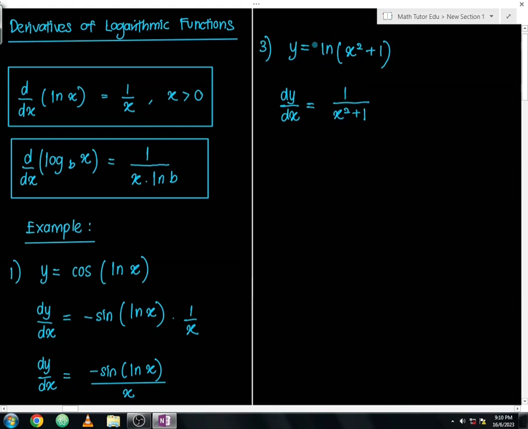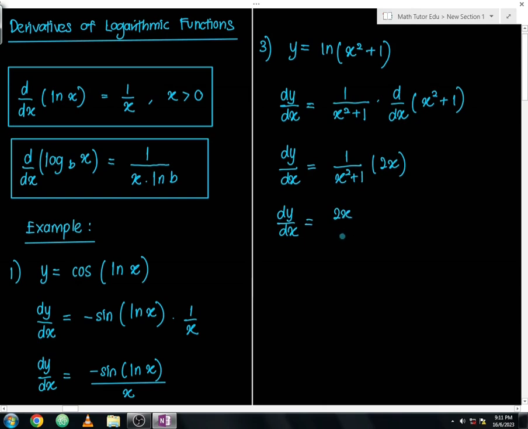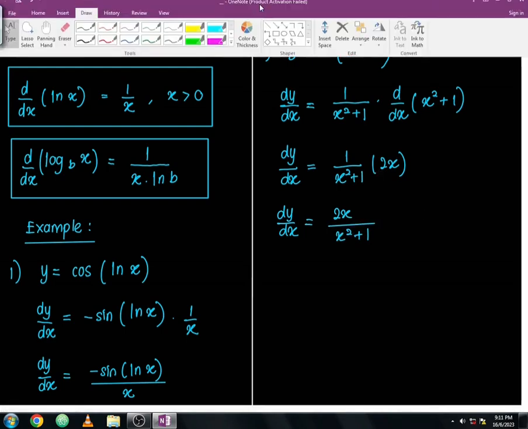Okay, so we are already done with the natural logarithm. Let us start to solve the inside function. When we differentiate the inside function, you will be getting 2x, but for the working purpose let me just show the extra step: d over dx of x squared plus 1. So from here you get your dy over dx is equal to 1 over x squared plus 1 times 2x. So your dy over dx is equal to 2x over x squared plus 1. Okay, so let me underline the solution for the question 3.